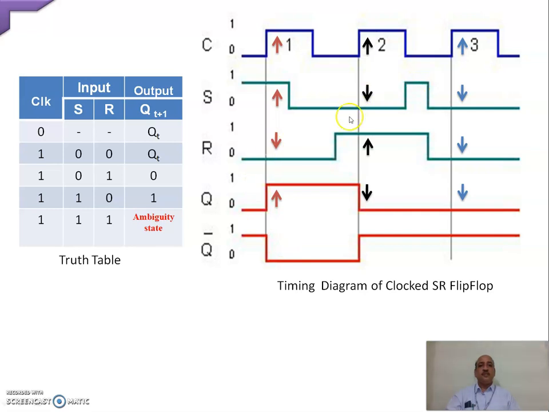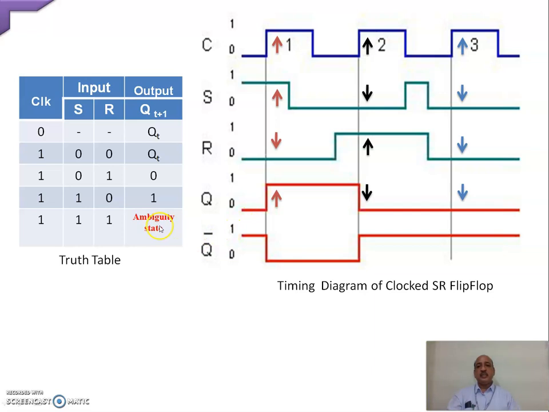So if you see the timing diagram here, when the clock is made high, if S is equal to 1, R is equal to 0, it is set state, therefore output is 1. When the clock is high, if S is 0, R is 1, it is reset state, therefore the output Q is equal to 0. When a clock is made high, if S is 0, R is 0, it is no change. Previously it was 0, it remains in the same state. This is the timing diagram of a SR flip-flop.